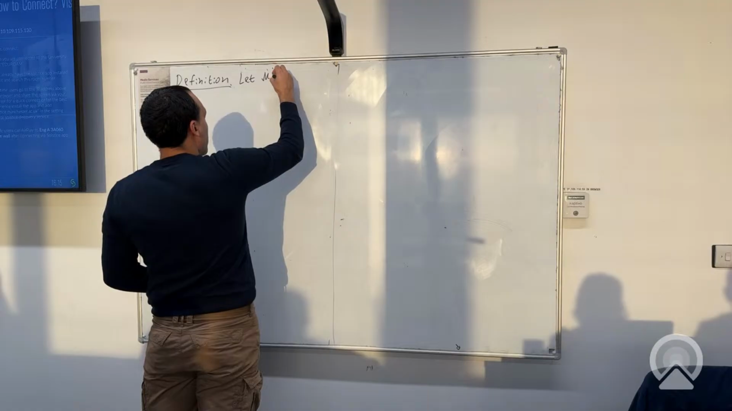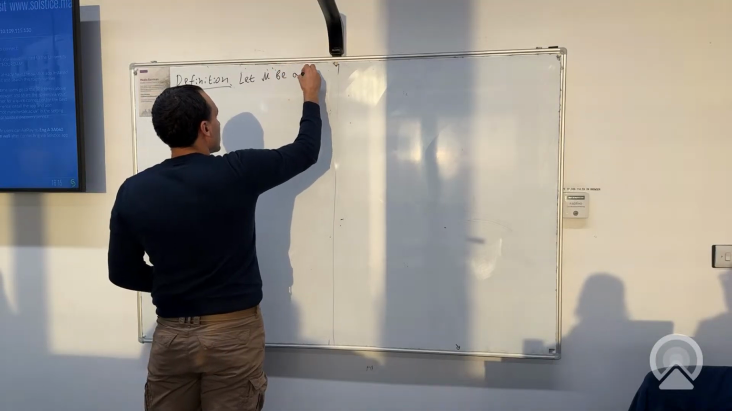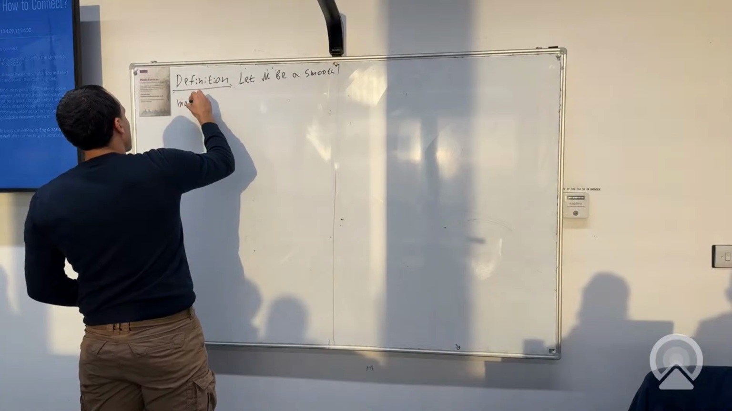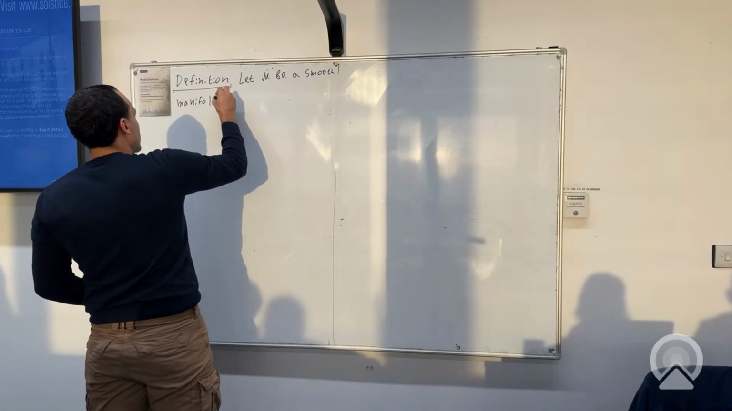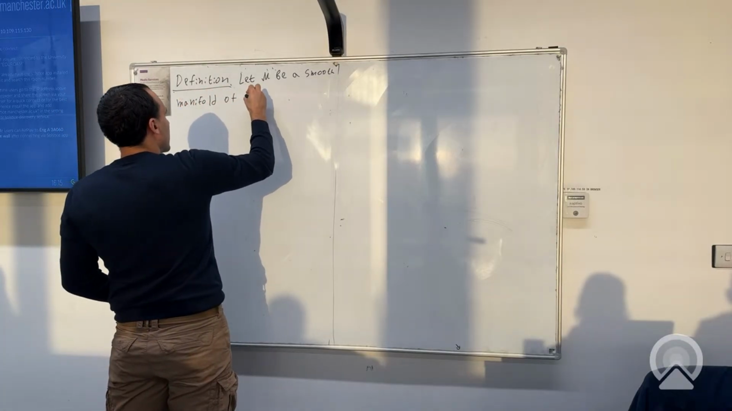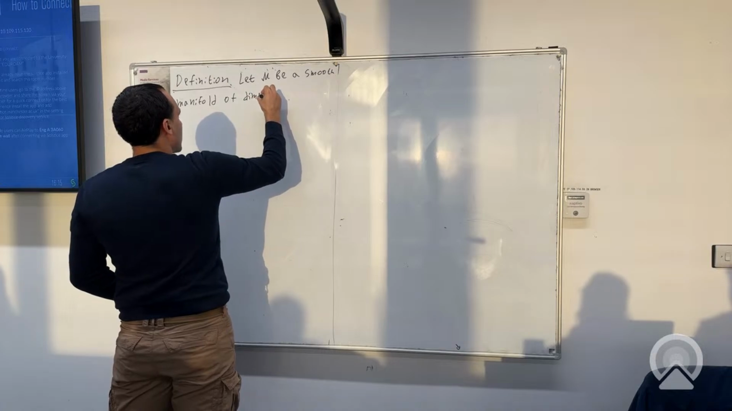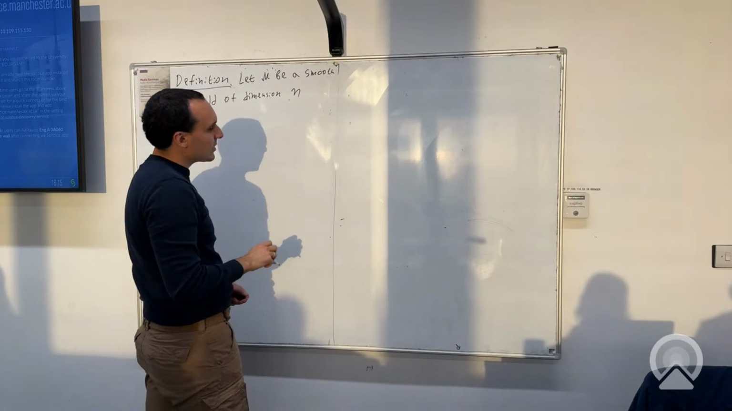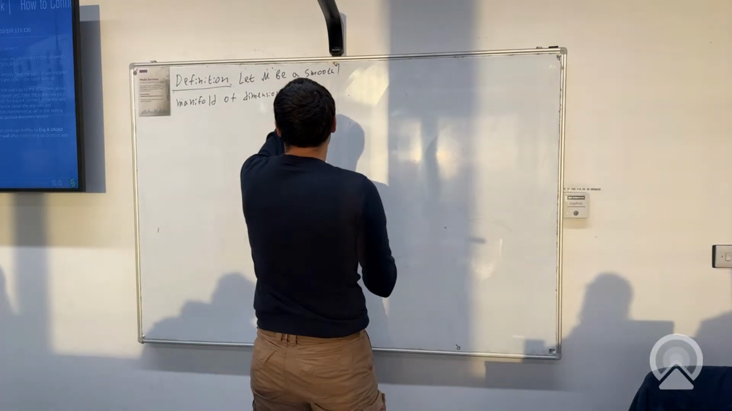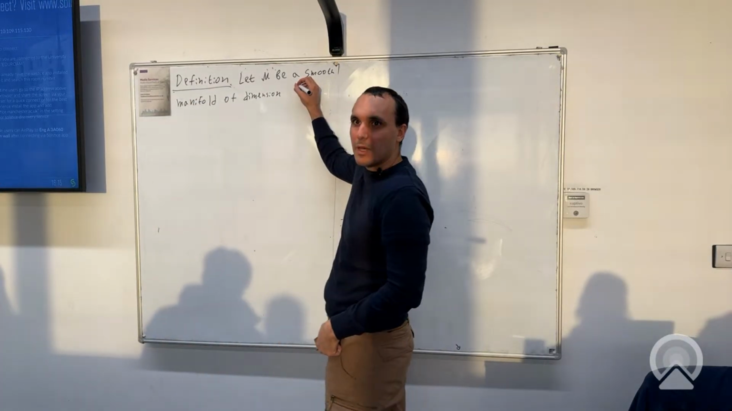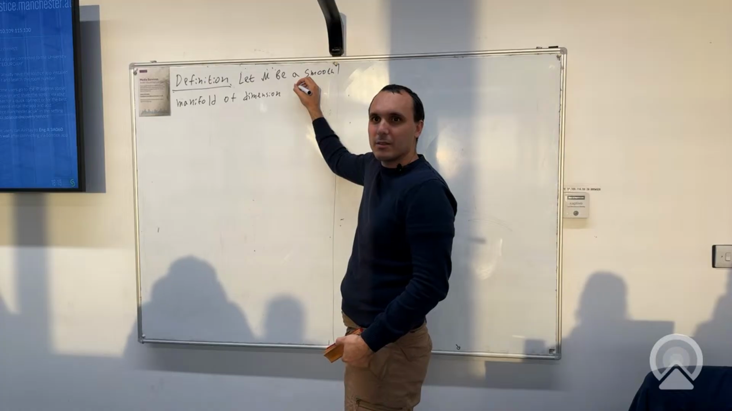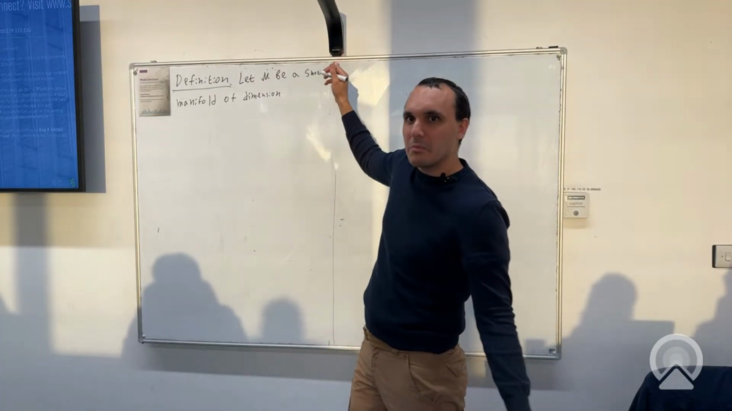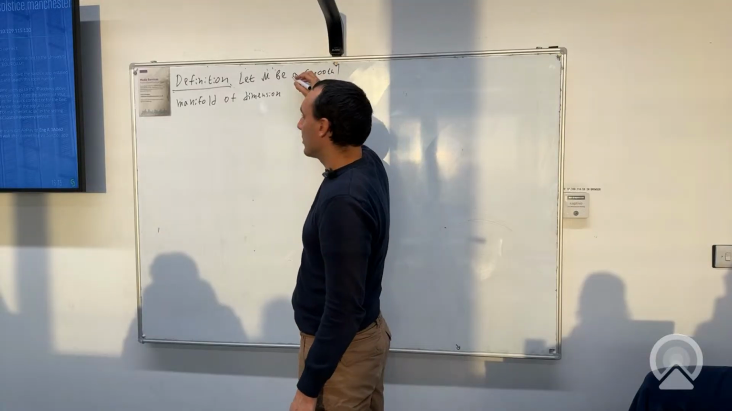So let M be a smooth manifold of dimension n. Maybe I should start using D like in the preprint, or use n. I use D in the preprint for dimension, so maybe better to use D. Okay.